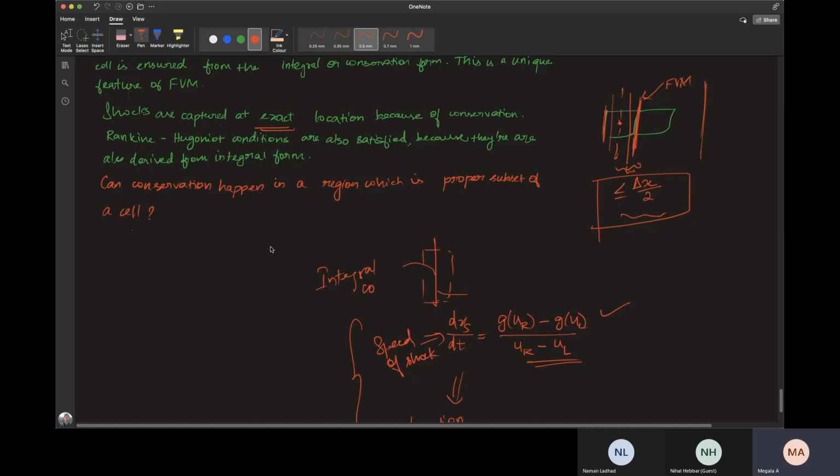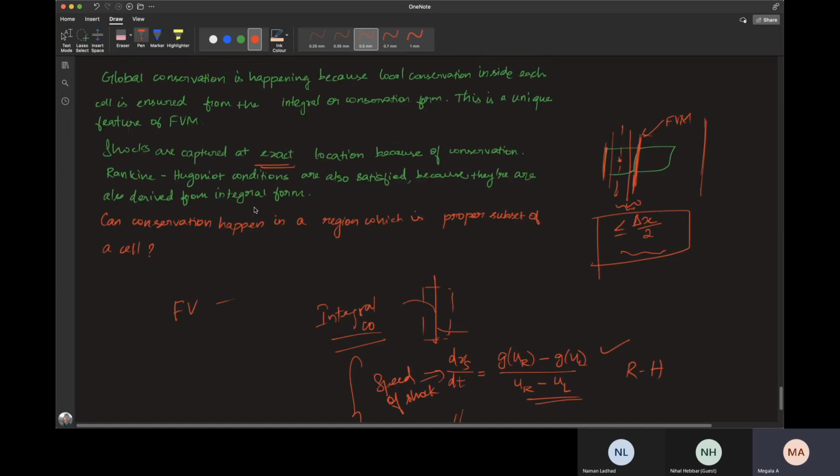so the Rankine-Hugoniot condition can easily be satisfied here. This is known as the Rankine-Hugoniot condition. Since this is derived from the integral form, and the finite volume method also uses the integral form, the Rankine-Hugoniot condition can easily be satisfied in the finite volume method.